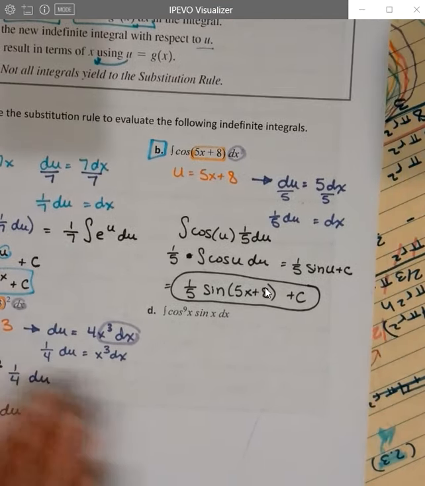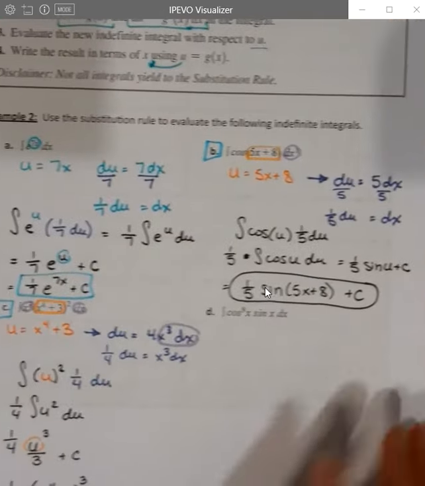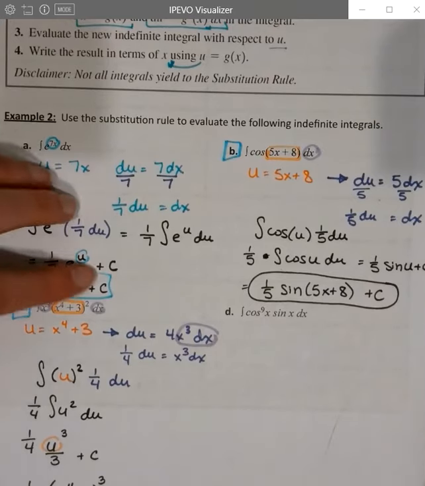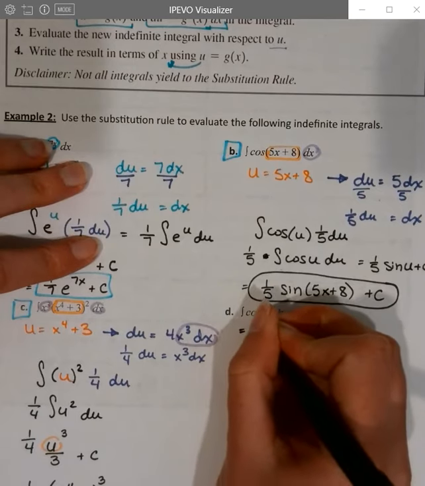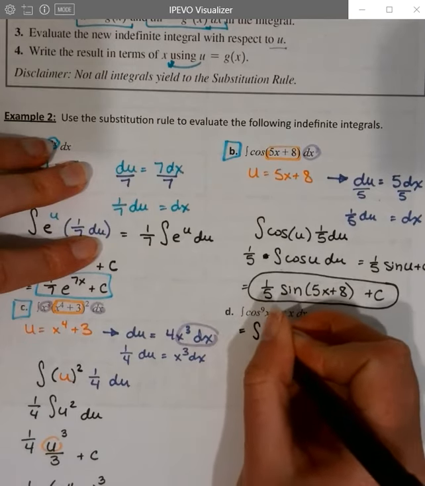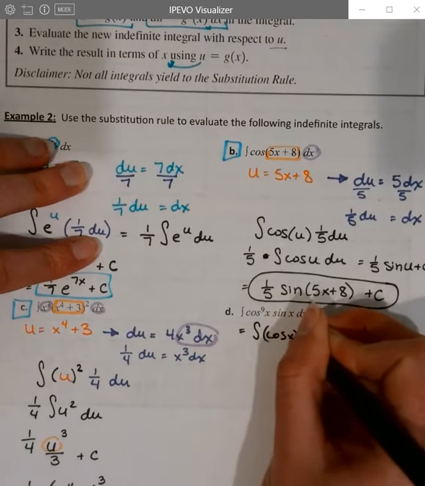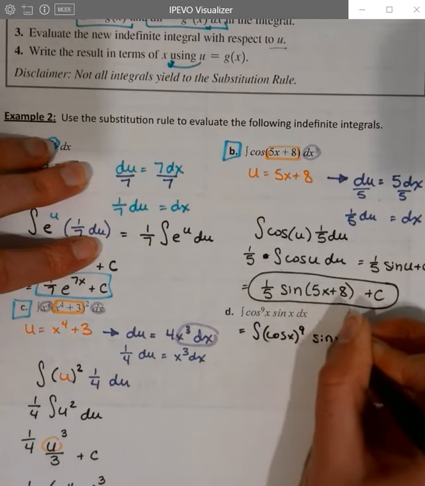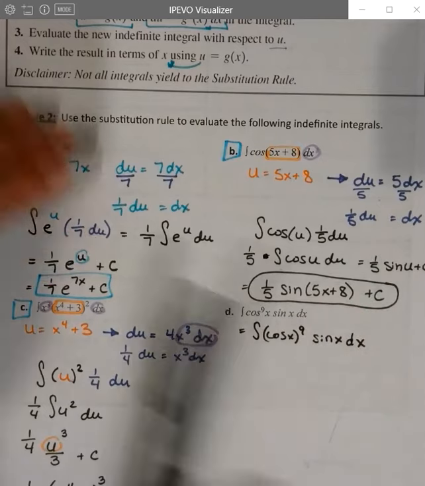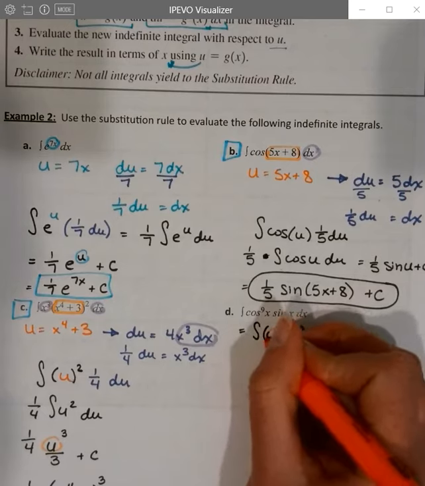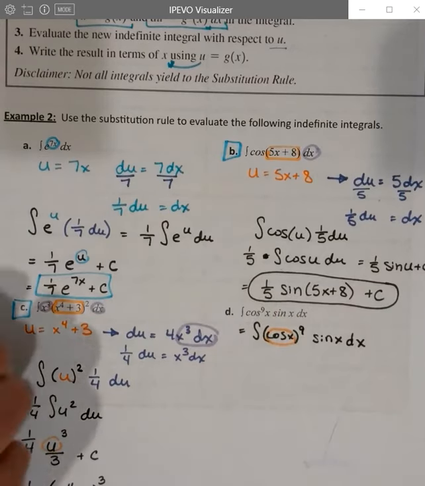Okay, mouse in the way. Okay. I need to find an inner function. What seems to be the inner function on this one? I would probably actually rewrite this first because it's in shorthand notation with that cosine to the 9th. I know that that means cosine of x to the 9th times sine of x dx, but just making it a little more obvious right there to see that I do have an inner function, and the inner function is the cosine of x. So that's my candidate for u.